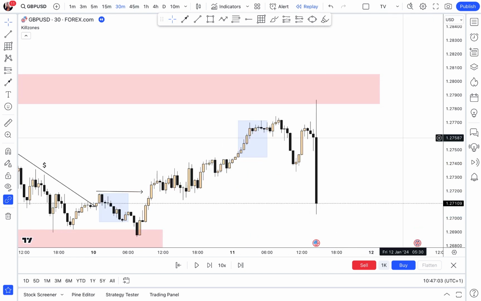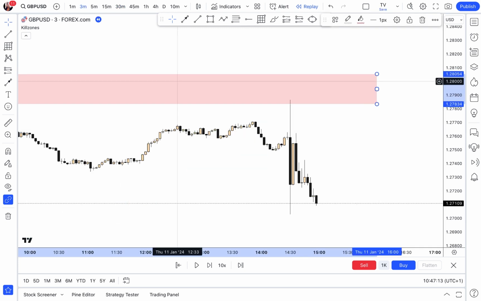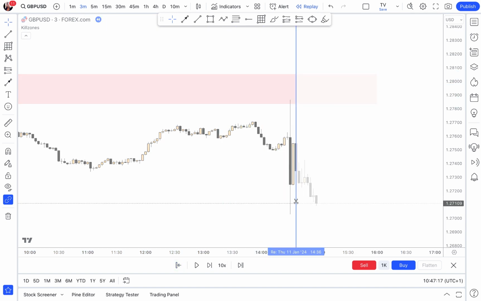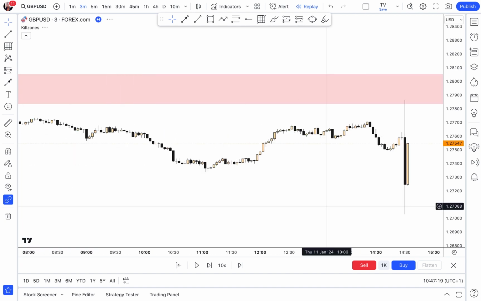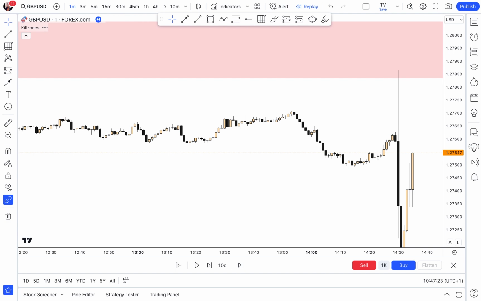So now if you didn't get an aggressive entry, let's see how you can use a confirmation entry to get a sell setup at this zone. So at this level, I want to move down to a lower time frame. Once your supply zone has been tapped, you want to set your alert for you to know.